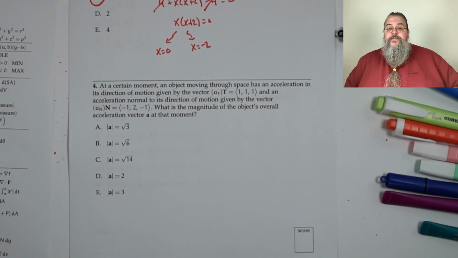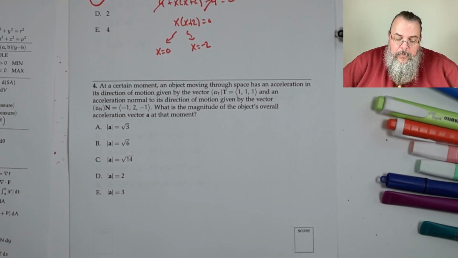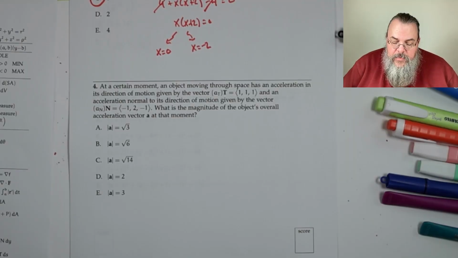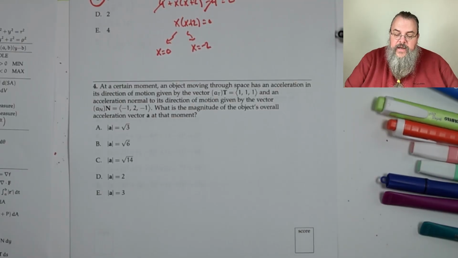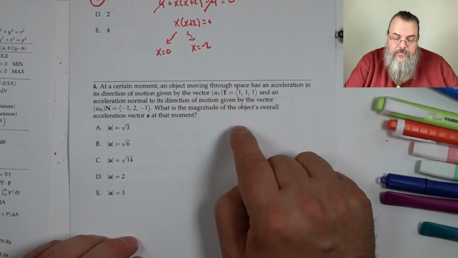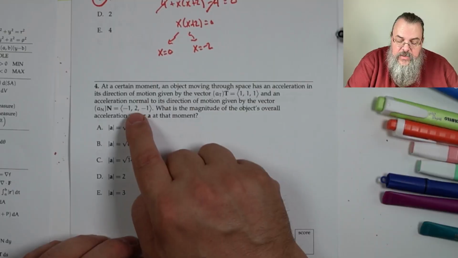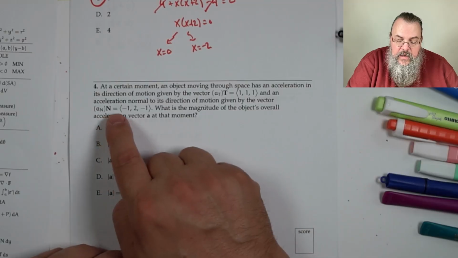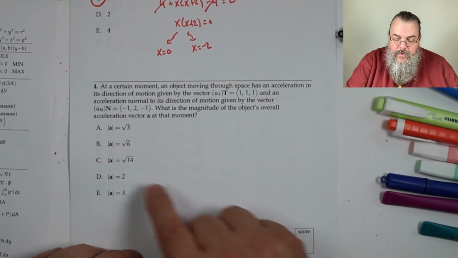Number 4. At a certain moment, an object moving through space has an acceleration in its direction of motion given by the vector A sub T equals 1, 1, 1, and an acceleration normal to its direction of motion given by the vector A sub N of minus 1, 2, minus 1.